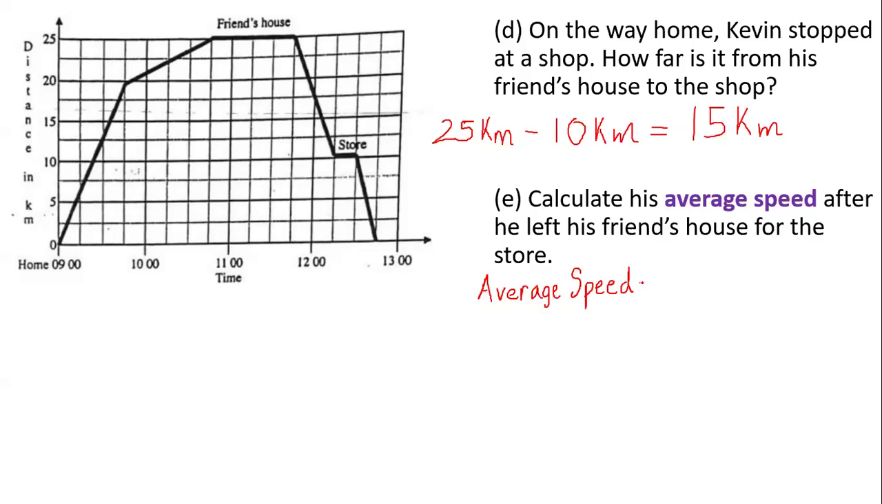Average speed is going to be equal to what? Average speed is the distance divided by time. Very good. Distance all over time. And so what that equals, what is the distance?